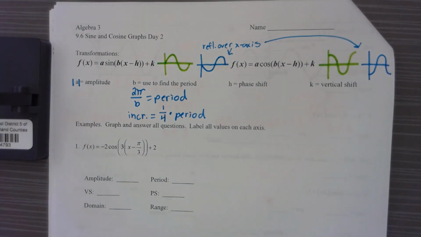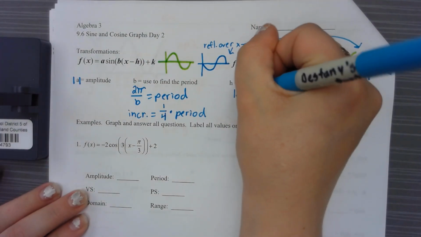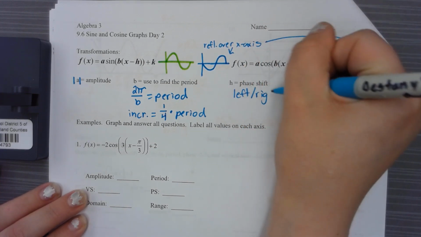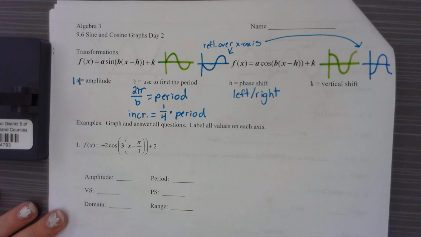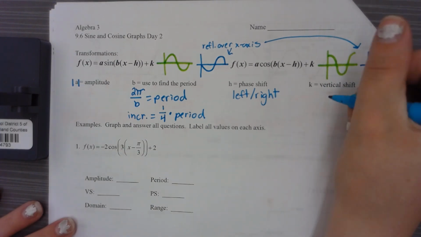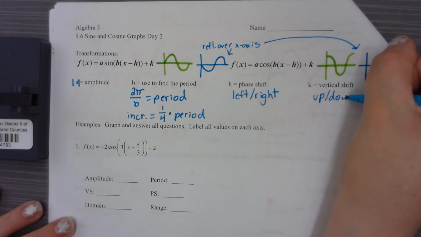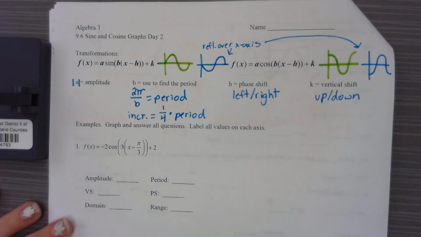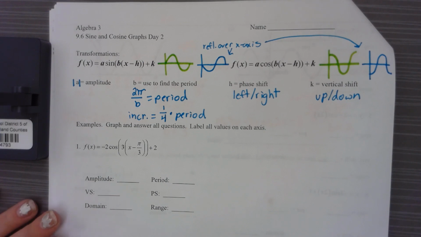Okay, so what we didn't do last class that we're going to do today is what we call a phase shift. So phase shifts are when we're moving to the left or to the right. Okay, and then we did do this last class, a vertical shift up or down. Okay, any questions so far? All right, let's just jump in.